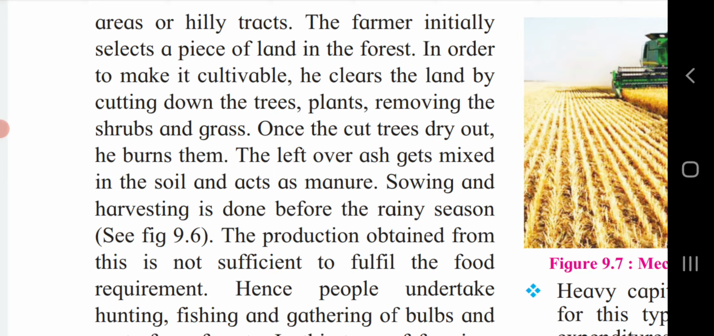Also, as the productivity of the land depletes in 2 or 3 years, they have to keep changing their plots. A different piece of land is selected for cultivation for the next year.